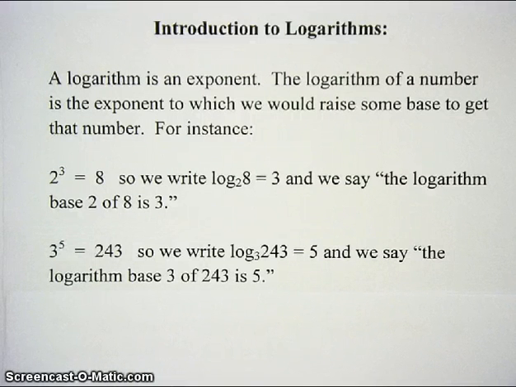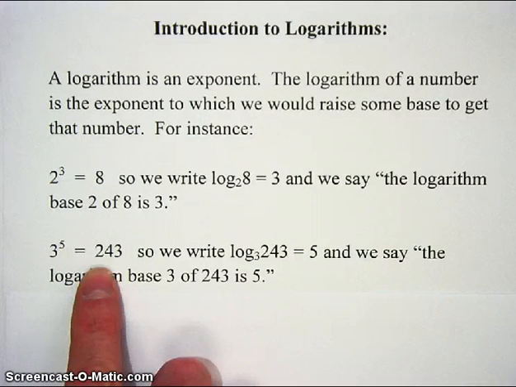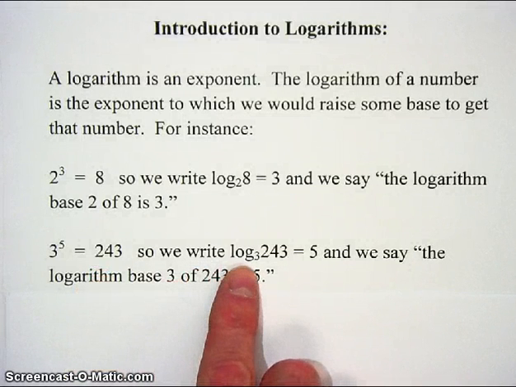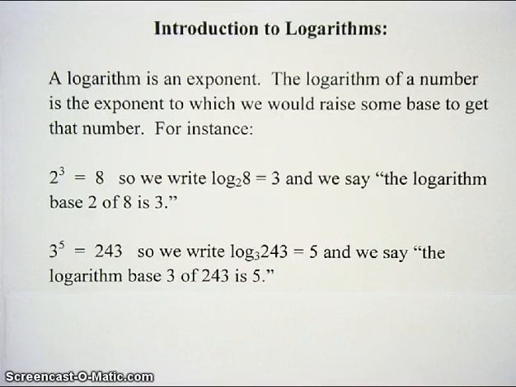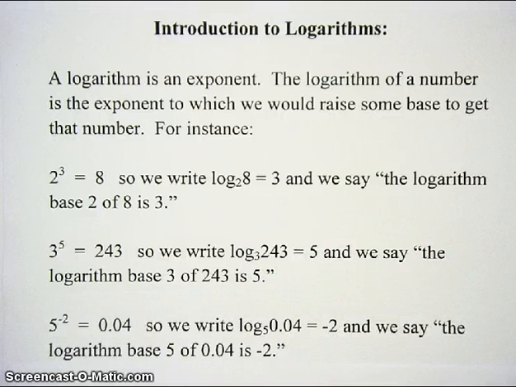3 to the fifth power is 243. So you could rewrite that equation as log base 3 of 243 equals 5. 5 to the negative second power is 0.04, so you could rewrite that equation as the log with base 5 of 0.04 is negative 2. Okay, so these logarithmic equations are equivalent to these exponential equations. They're just two different ways of saying the same thing.